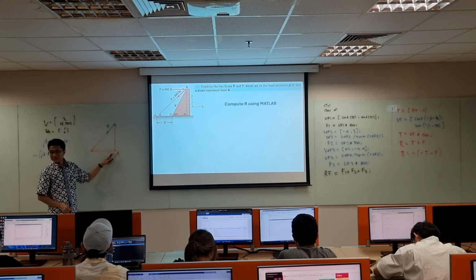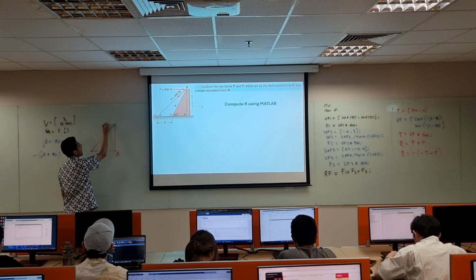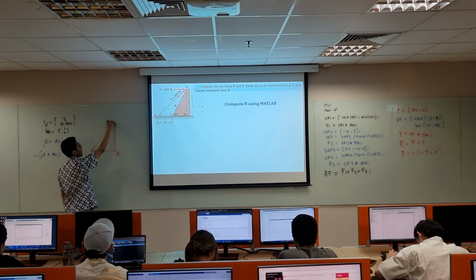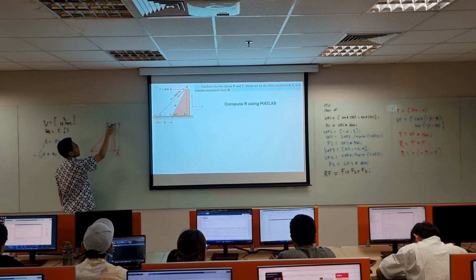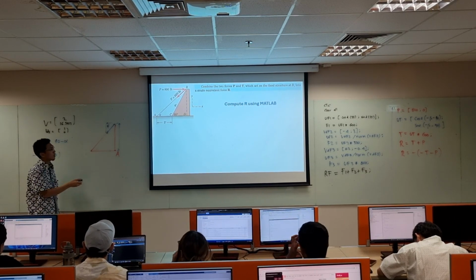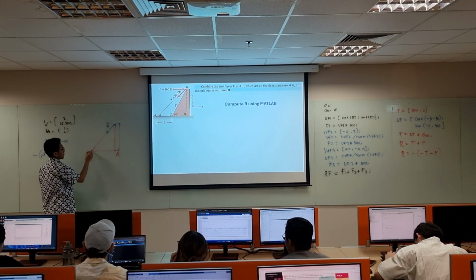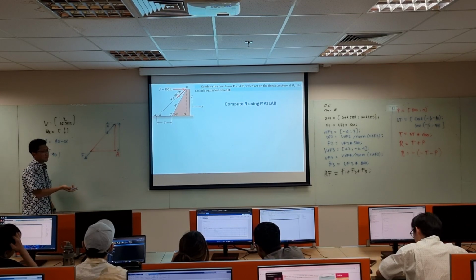F cos the angle. You project to this point, and then you multiply by the line. But the y component, any effect? Zero effect. If I move this vector f to here, will the result be the same?